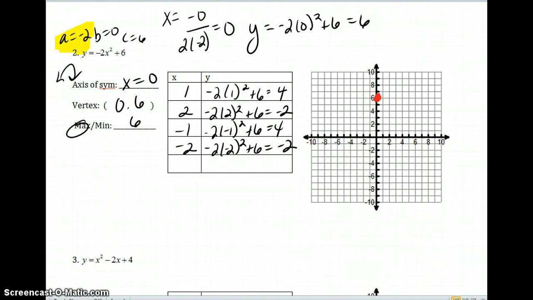All right, let's plot these. So we have 1, 4, and then we have 2, negative 2, negative 1, 4, and negative 2, negative 2.